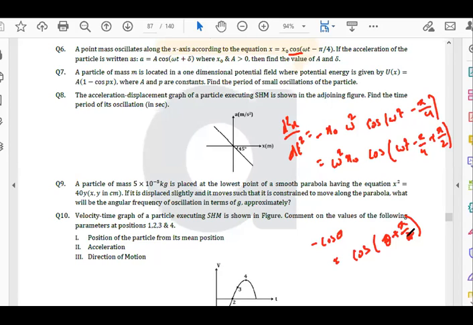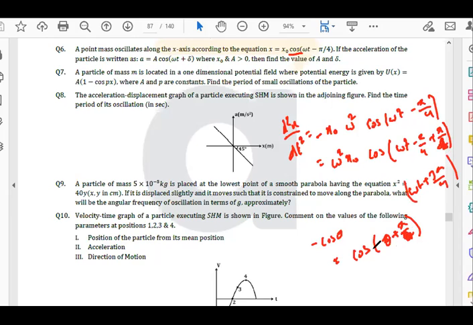Sorry, plus pi, not pi by 2. Plus pi will be cos theta. My bad. Plus pi, because you have to find cos theta, right? It will become sine theta, right? So theta plus pi. So what will it become? It will be plus 3 pi by 4, right? So it will be omega t plus 3 pi by 4.